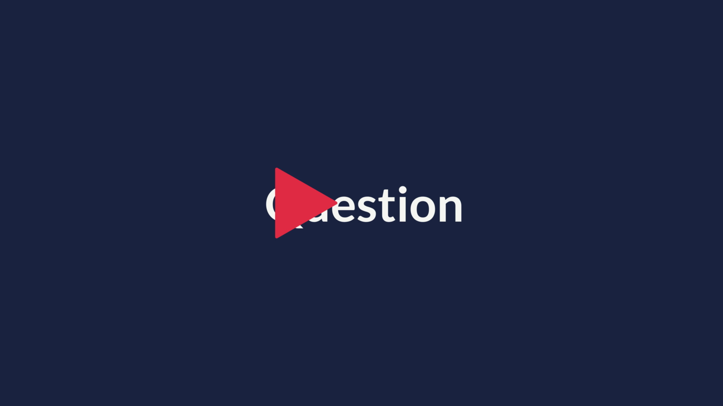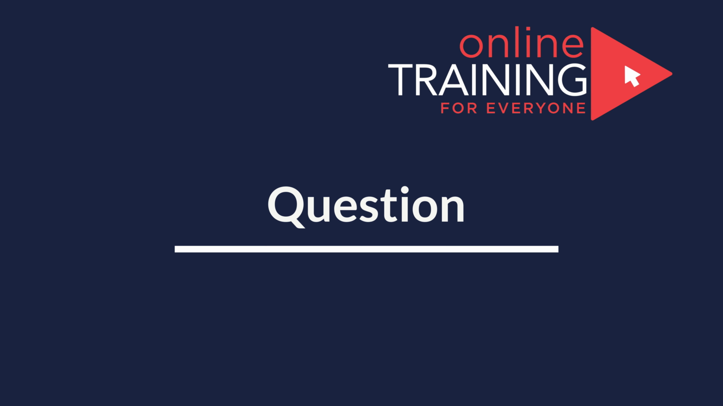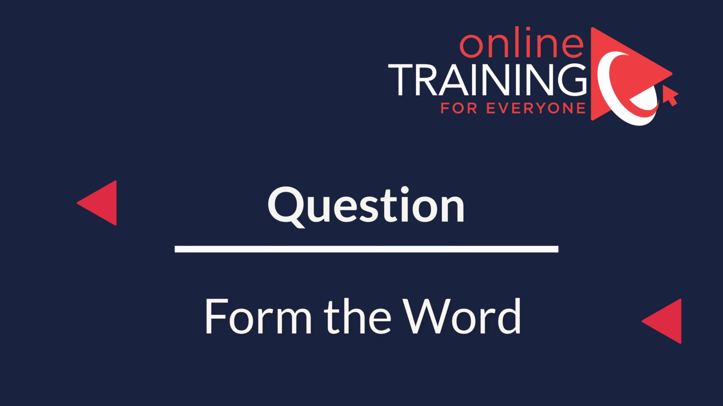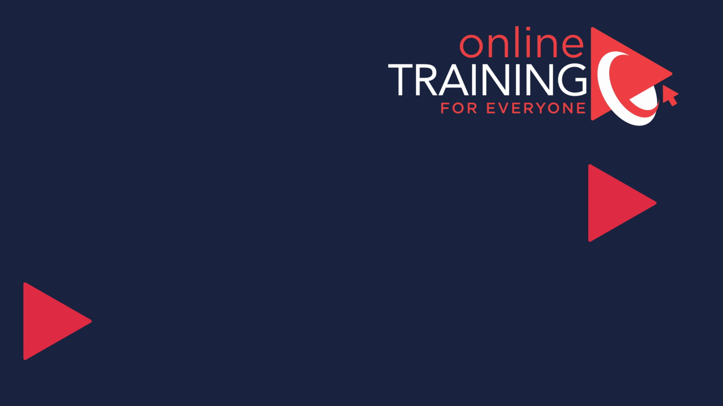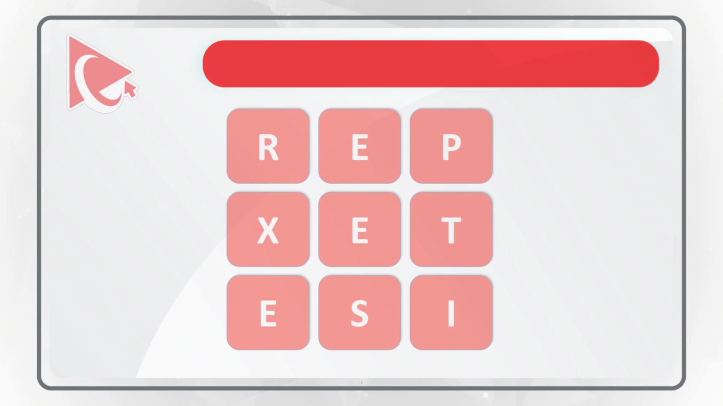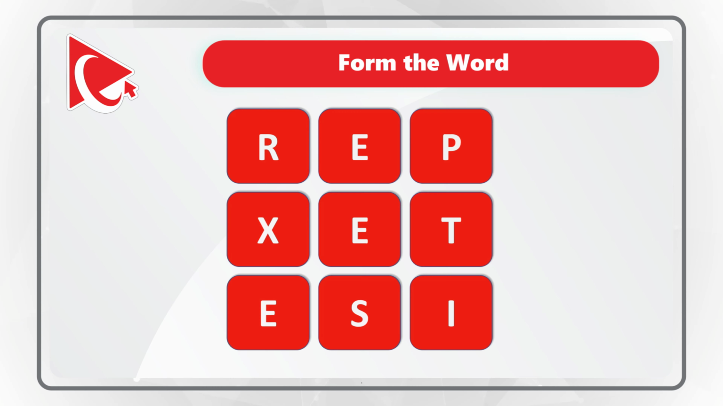Very frequently, you might get tested on how quickly you can form words using letters of the English alphabet. In our case, you're presented with 9 letters, and you need to form the word using all the letters only once.